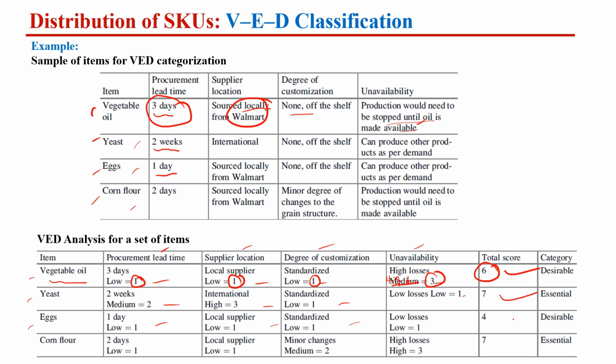Between 7 to 10, essential. 4 to 6, desirable. 7 to 10, essential. So this is how we can classify a particular product with respect to VED analysis.